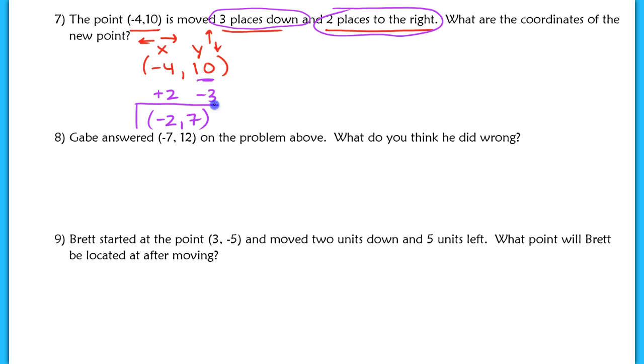So there's the coordinate. Now part 8 says Gabe answered -7, 12 on the problem above. What do you think he did wrong? Now this is a pretty common error that we see. Okay, so that's why we're addressing it here in the lesson.